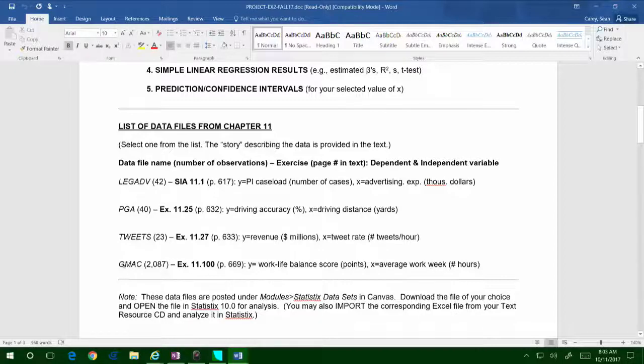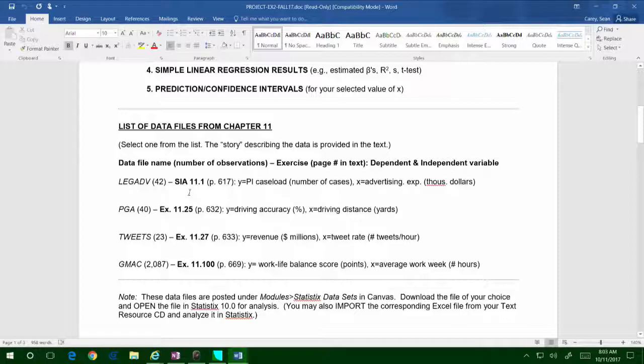By the way, heads up, those of you that picked the GMAC data set, there's a lot of observations there. That's no problem. But there's over 2,000 observations. When you print out your first printout, number 1, you just simply need to list the first 50. Okay, you don't have to give me like a 10-page listing of all your data, because we know how big that is. So just keep that in mind.